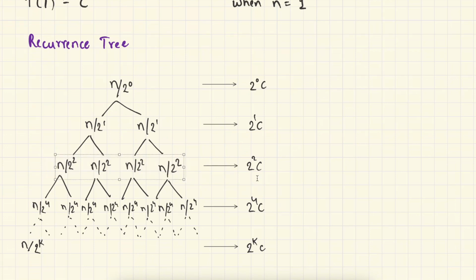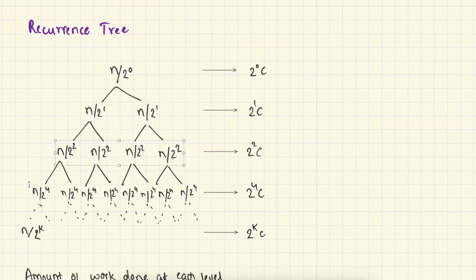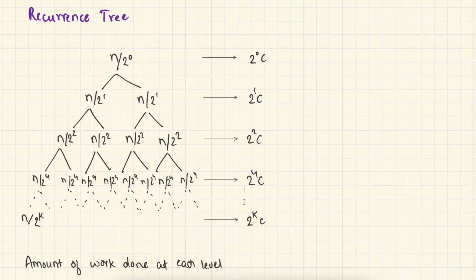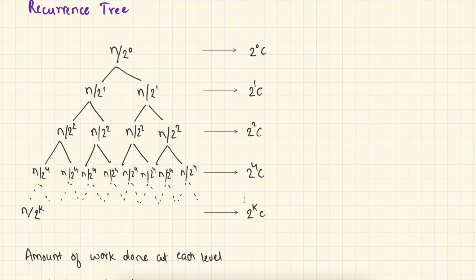At this level we are doing 4c. So we can write 4 as 2 to the power 2. And at this level we are doing 8 constant work, so we can write it as 2 to the power 3. And this process continues, and at the last level we are hopefully doing 2 to the power k times c constant work.